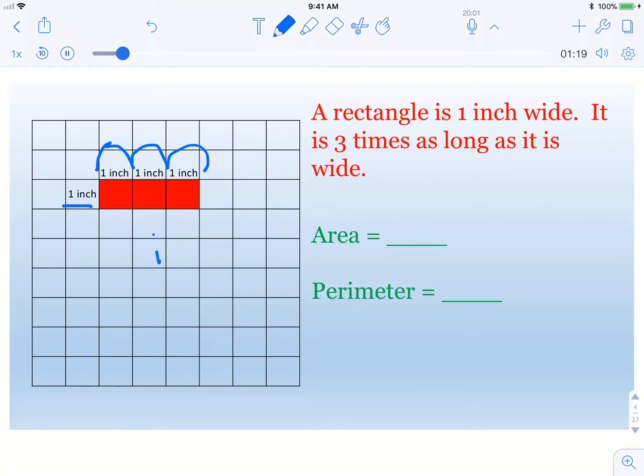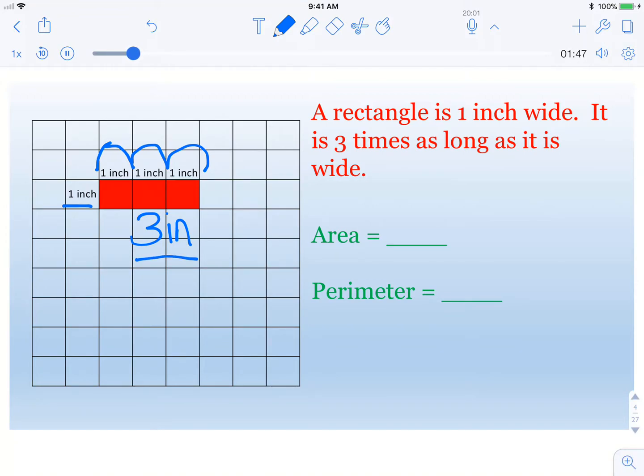Well, first of all, let's combine all 3 boxes. How many inches are all 3 boxes? Okay, combined they're 3 inches. So that means we have a length of 1 inch, or actually I guess they call that the width, so we'll call it the width. We have a width of 1 inch, we have a length of 3 inches.